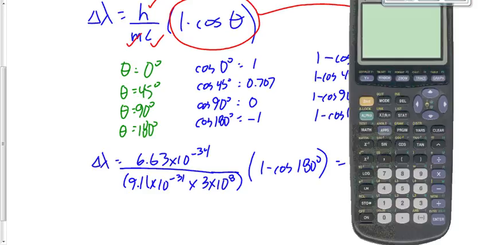So we see up here 6.63 times 10 to the minus 34 divided by 9.11 times 3 times 10 to the 8 is 2.4259 times 10 to the minus 12. And we're going to multiply that by 1 minus cosine 180, which we know has a value of 2, giving us a delta lambda of 4.85 times 10 to the minus 12.